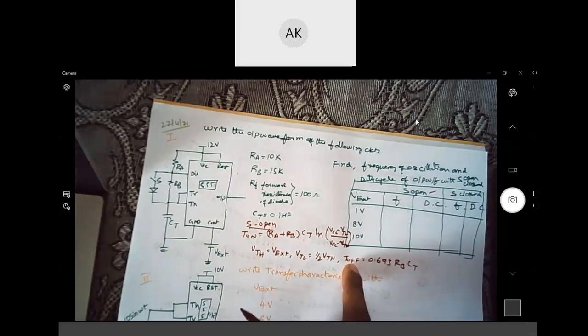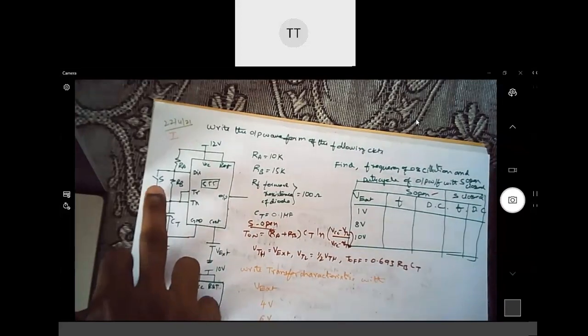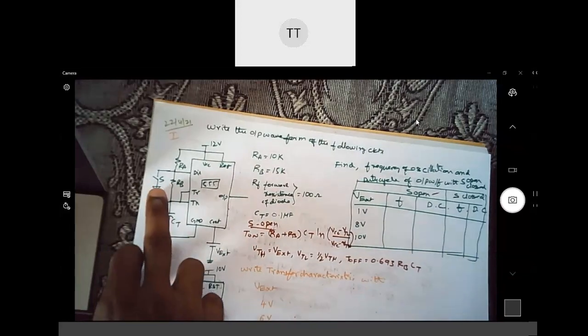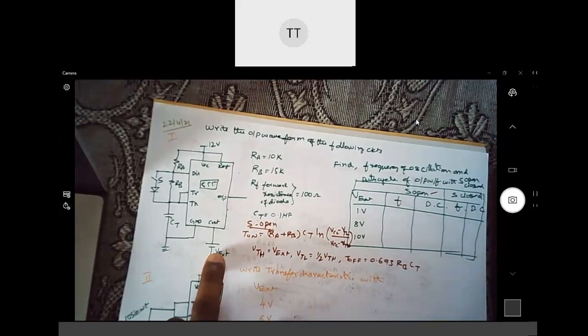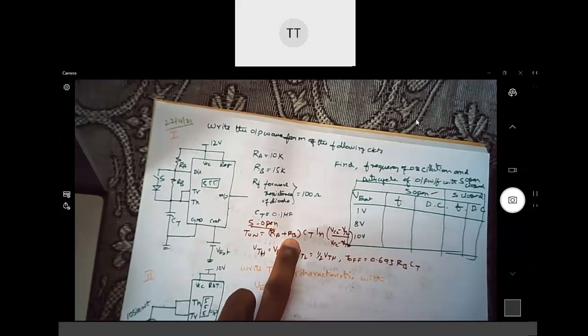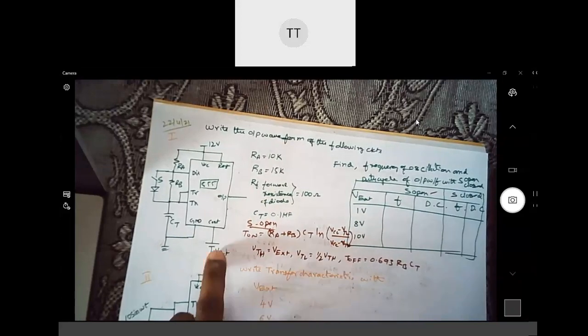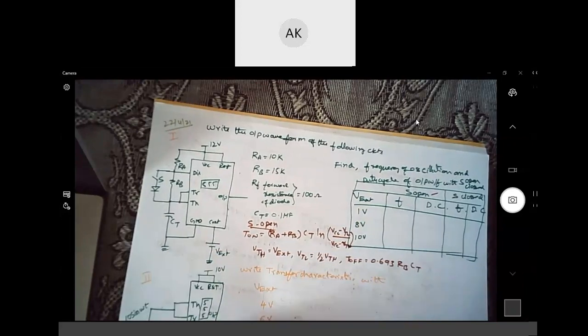T off remains the same for any frequency, any external voltage and any position of the switch. T off remains the same, whereas T on will change. In T on, RB will be replaced by the forward resistance of the diode, and of course VTL and VTH will change as per your specifications. Done? Is it fine? Okay, we will just see this for now.